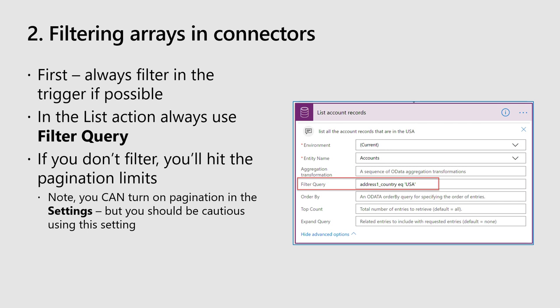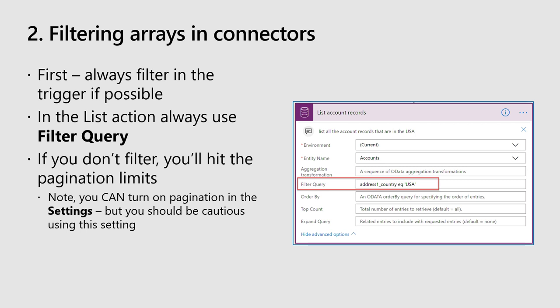Okay? A lot of services use OData as a standard for how you can filter information. Most services that allow you to list records have that ability to filter a query. Do that as much as you possibly can. Try to push as much filtering and querying up into the connectors, and by doing that, the amount of data you have to work with in the flow itself is as small as possible. And that'll make sure your flow runs as quickly and as efficiently as it can. And if you don't do this, you're going to end up hitting pagination limits.